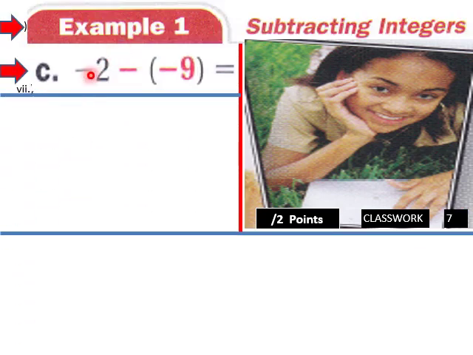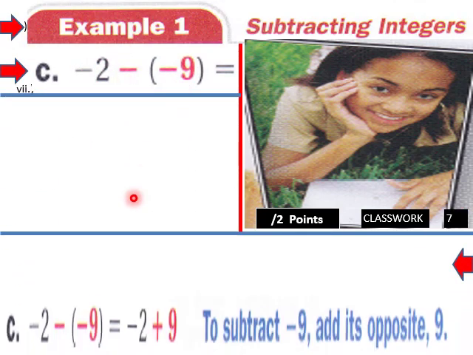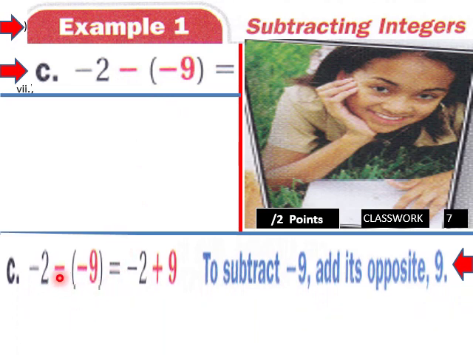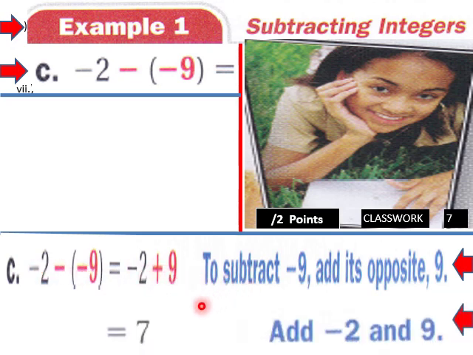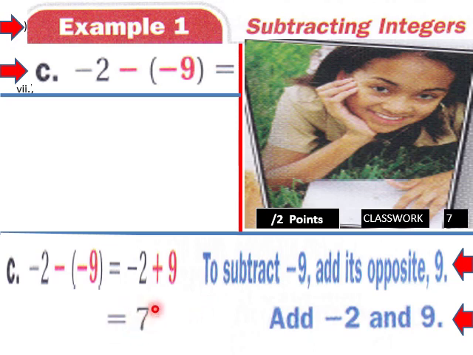Then we've got a part C here, negative 2 minus negative 9. So negative 2 minus negative 9 would be the same thing as negative 2 plus, and the negative of a negative will be a positive. So negative 2 plus 9 would be a positive 7. So we start at negative 2 and then we move to the right 9 places and we end up at 7, if you did it on a number line.